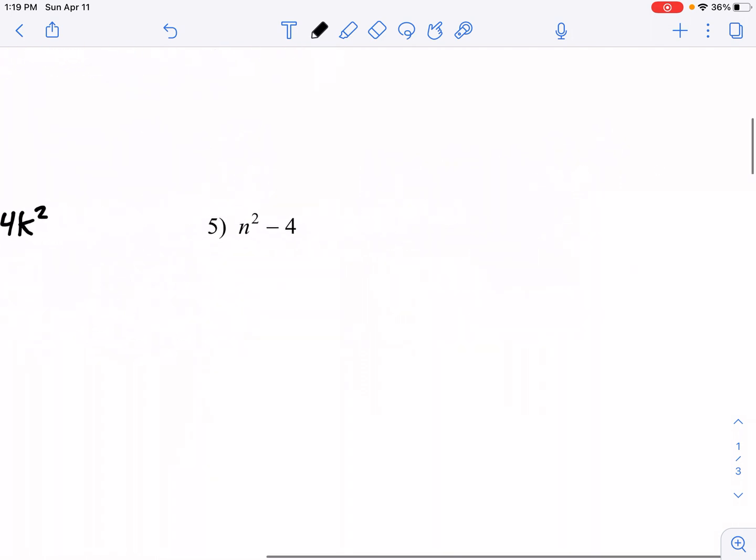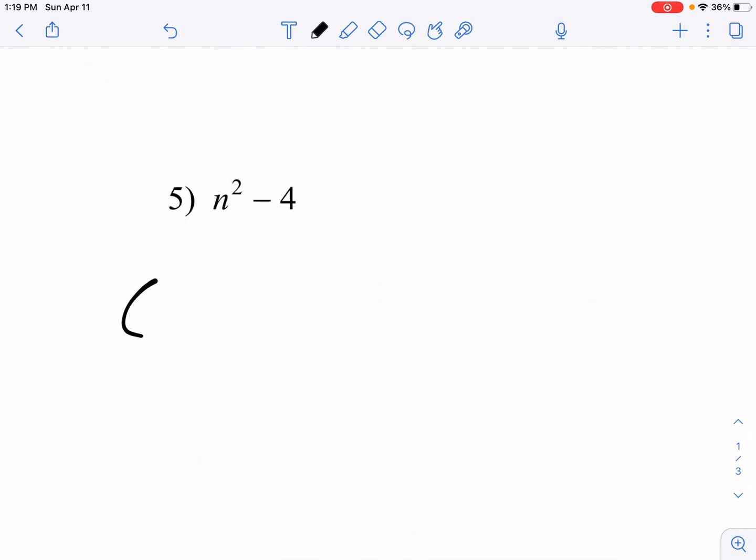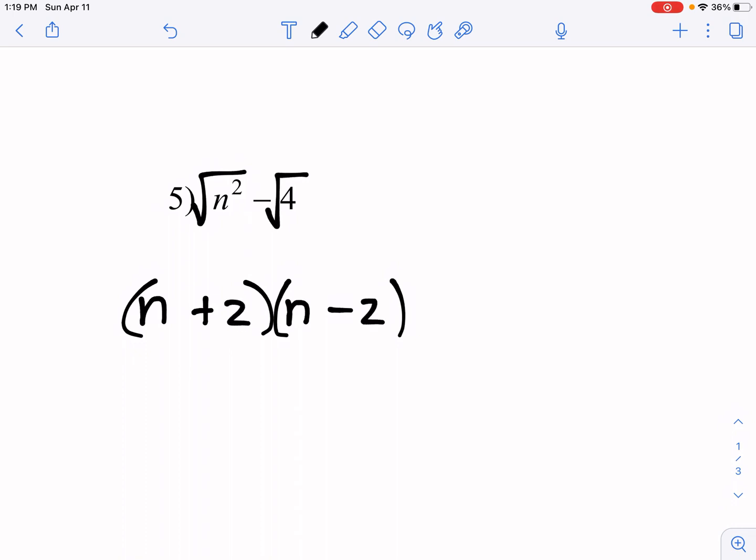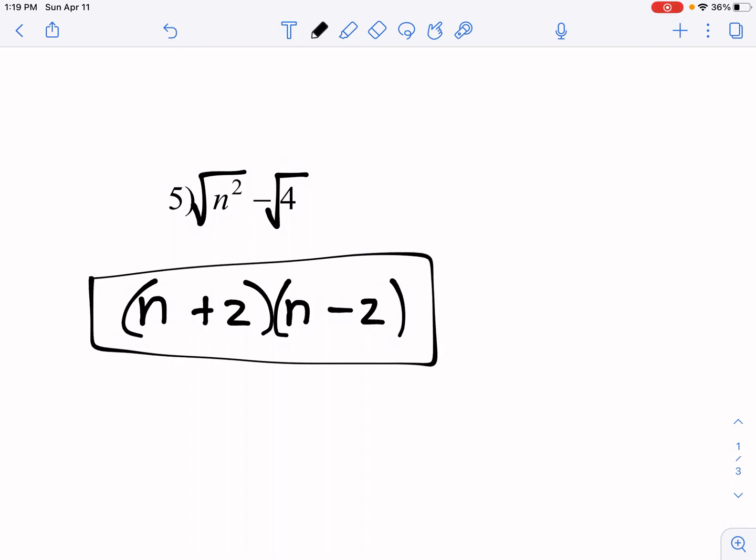Then number 5, again, we have one with a plus, one with a minus. Take the square root of the first one. What's the square root of n squared? n, because n times n is n squared, right? So we have n. Then we take the square root of the second one. The square root of 4 is 2. So this would be our solution. Okay?